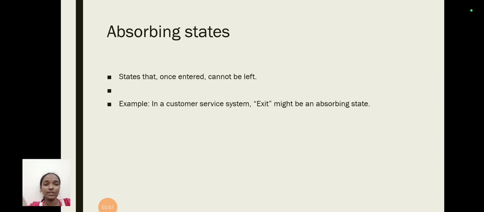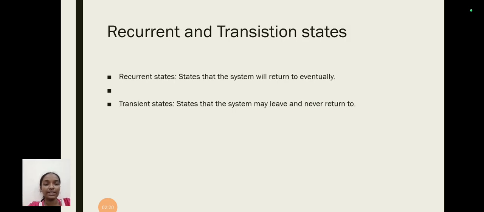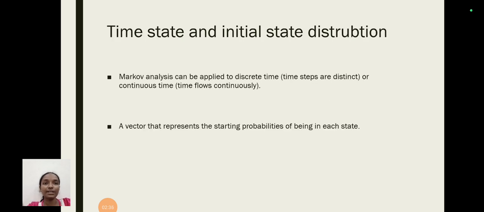Next, absorbing states. States that once entered cannot be left. Example, in a customer service system, exit might be an absorbing state. Next, recurrent and transient states. Recurrent state. States that the system will return to eventually. Transient state. States that the system may leave and never return to. There is a difference between these two states.